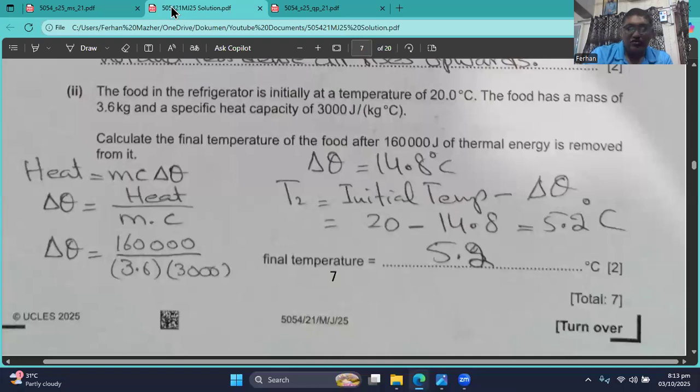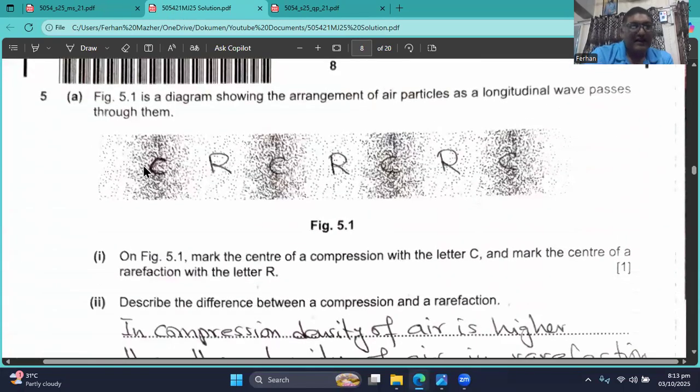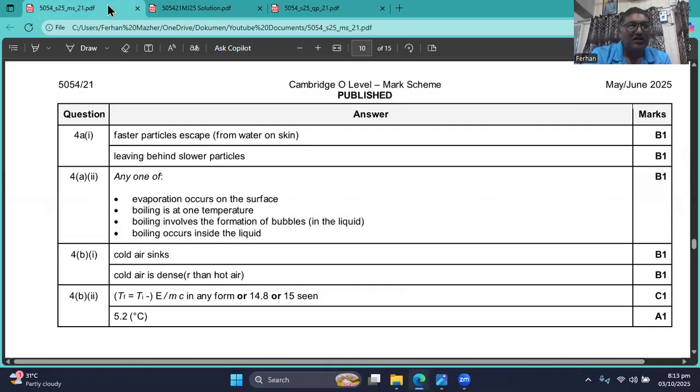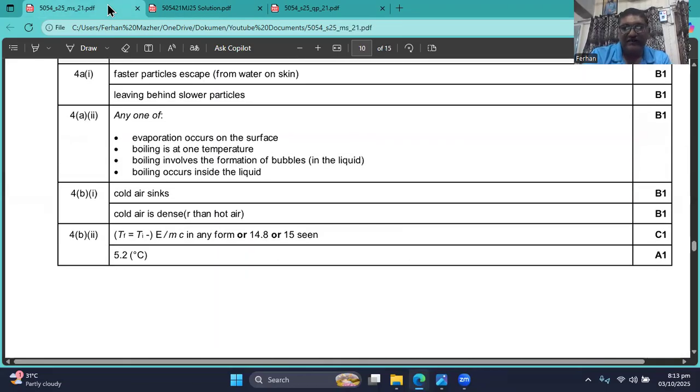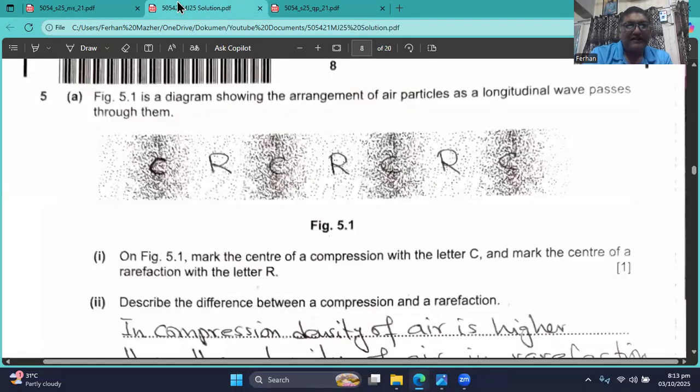So let me show you. Here I can see this is compression, rarefaction, compression, rarefaction, compression, rarefaction, compression. I hope you understand this. This is question number 5. Okay, sir, this is how this is done.